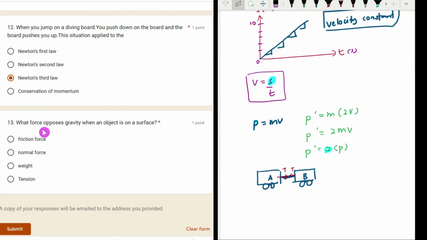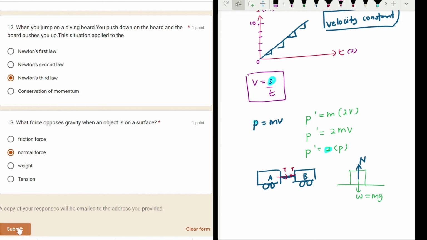And the last one, what force opposes gravity when an object is on a surface? Okay, object atas meja, so kita ada weight, where weight is equal to mg, ataupun nama lain bagi weight adalah gravitational force lah, force due to gravity. Lebih mudah, force due to gravity. So what force opposes the gravity here? So means that the answer is normal force. Okay, so the answer is B. Very easy. Okay, so let's submit the answer.